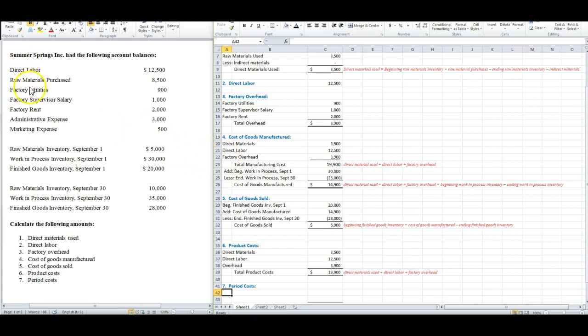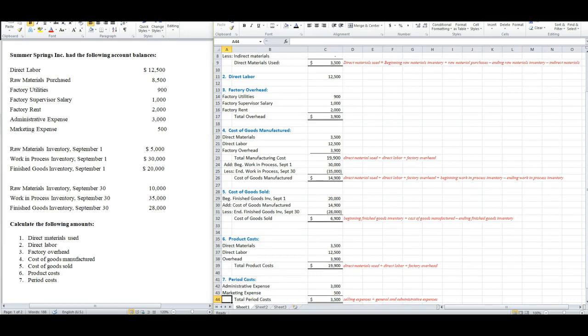In our example, we've used direct labor, raw materials purchased, factory utilities, salary, and rent. We have not used the administrative and the marketing because those are period costs. So we have administrative expense of $3,000, and we have marketing expense of $500. So my period cost would be $3,500. We would use this on the income statement to figure out net income.